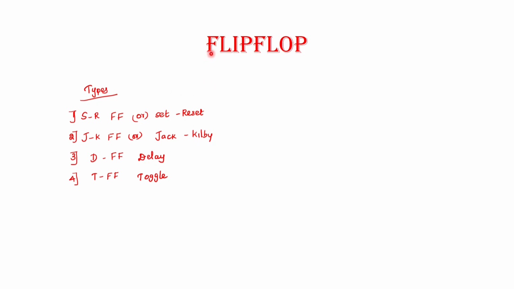In this video, I am going to explain about flip-flop. What is flip-flop? Flip-flop is a single bit storage element. It has two stable states, 0 and 1. And it is a sequential circuit.